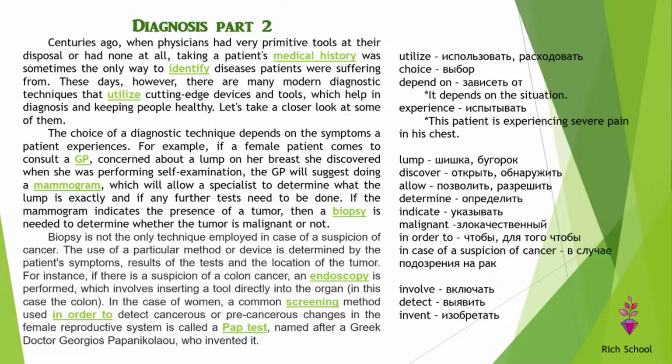The use of a particular method or device is determined by the patient's symptoms, results of the tests, and the location of the tumor. For instance, if there is a suspicion of colon cancer, an endoscopy is performed, which involves inserting a tool directly into the organ. In this case, the colon. In the case of women, a common screening method used in order to detect cancerous or precancerous changes in the female reproductive system is called a pap test, named after Greek doctor Georgios Papanikolaou, who invented it.